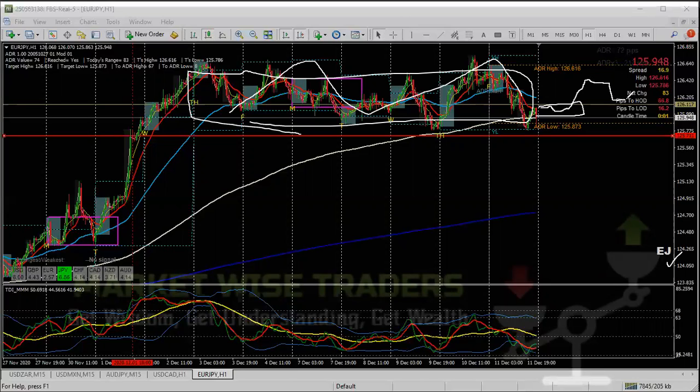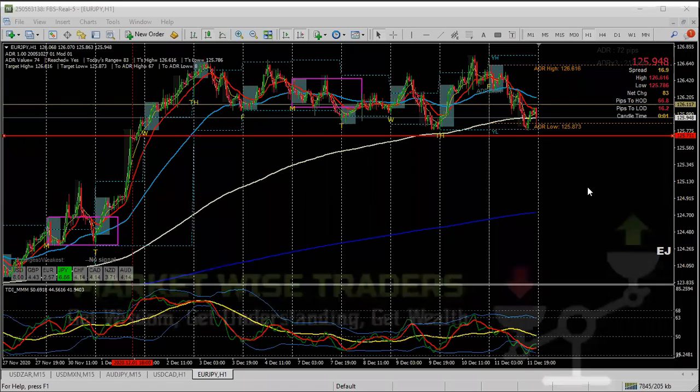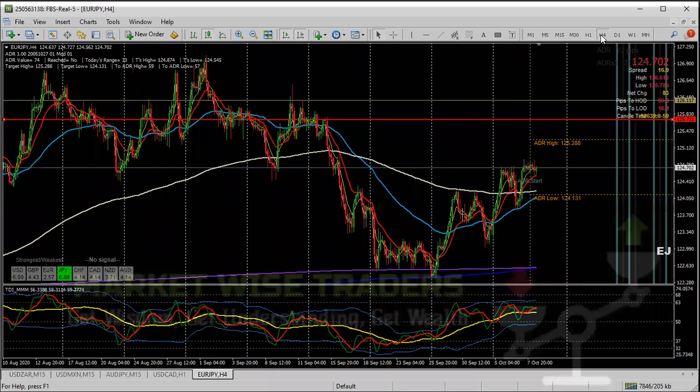I'm expecting Tuesday, Wednesday. Basically, by the end of the week, I'm expecting at least EJ to drop. That's what I'm looking for. But we have entry rules. Even if we're bearish or bullish, we don't just enter on a pair. Okay, so let's zoom out to H4 and see what we can see.